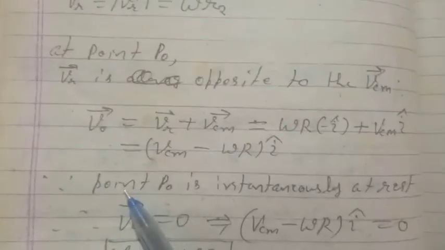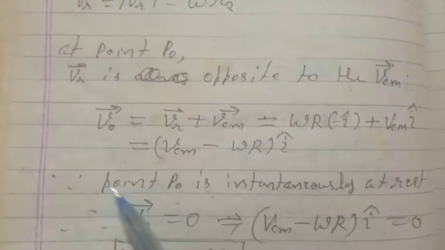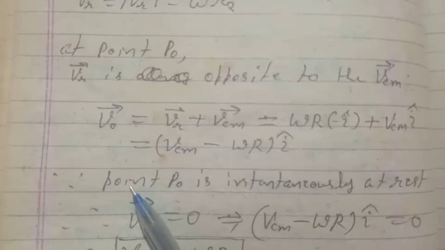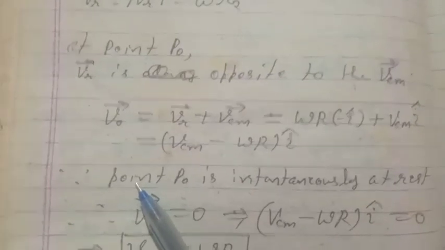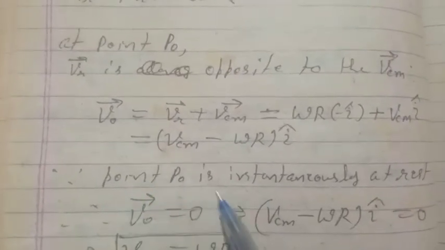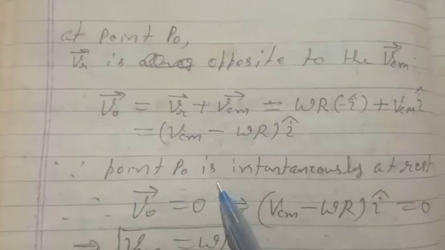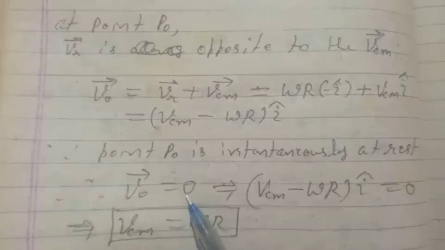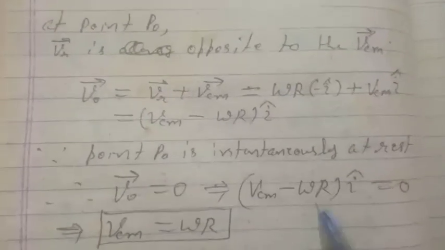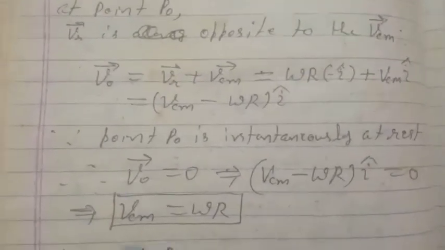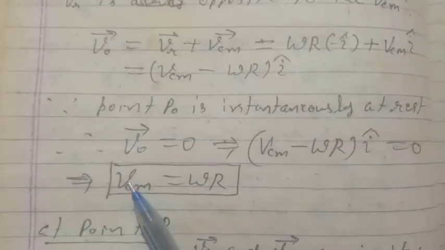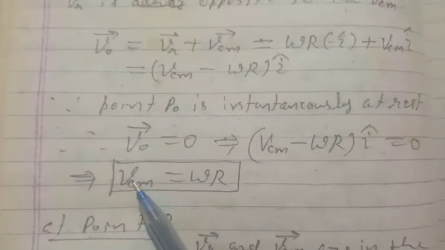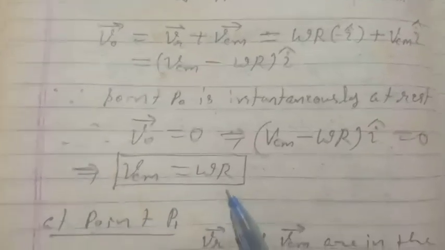Now since in pure rolling motion the point of contact is instantaneously at rest, the point P0 is instantaneously at rest. This implies V0 equals 0, and VCM minus omega R into i cap equals 0. This gives VCM equals omega R. That is, the velocity of center of mass of the rolling body is omega R.